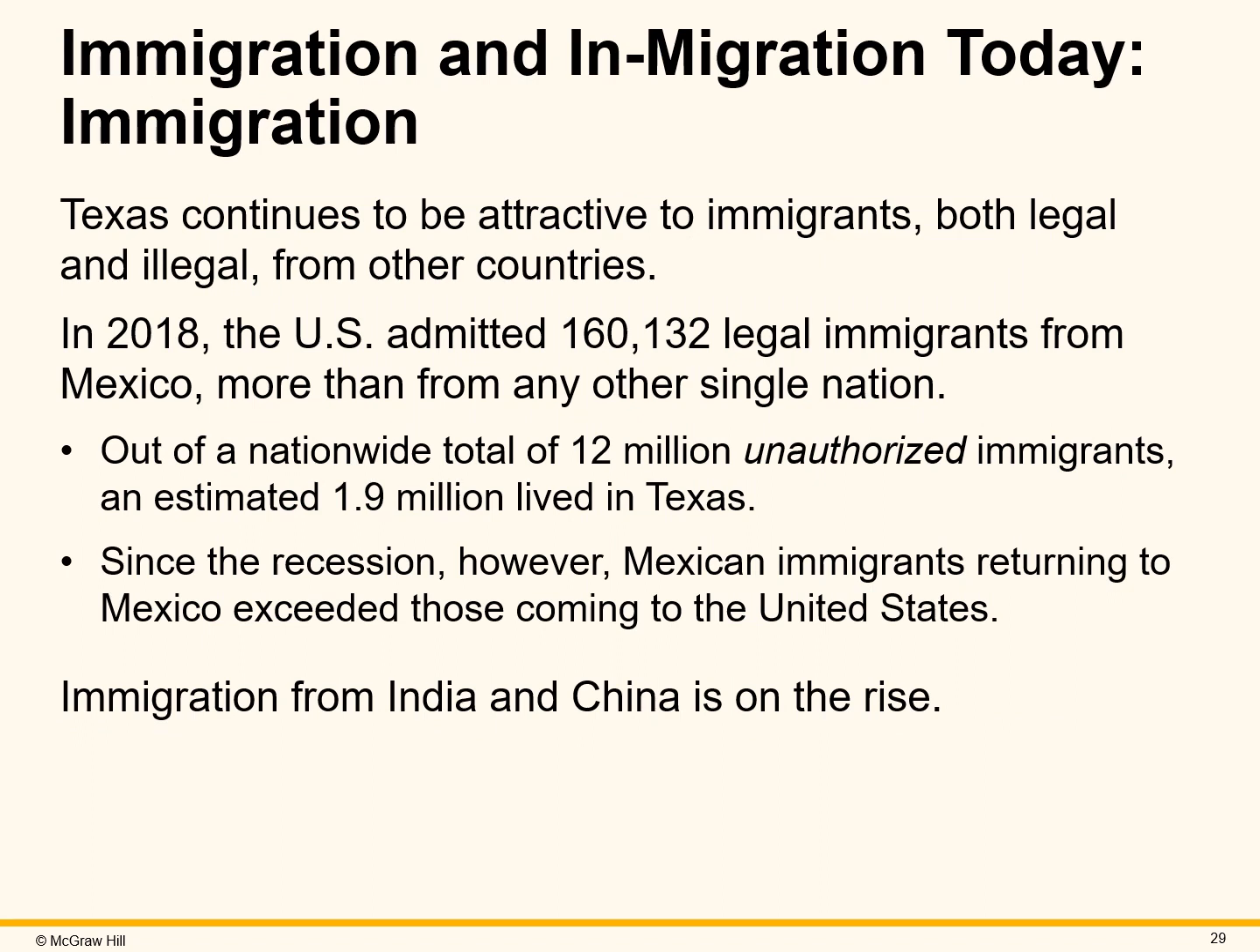Immigration and immigration today. Immigration. Texas continues to be attractive to immigrants, both legal and illegal, from other countries. In 2018, the U.S. admitted 160,000 plus legal immigrants from Mexico, more than any other single nation. Out of the nationwide total of 12 million unauthorized immigrants, an estimated 1.9 million live in Texas. Since the recession, however, Mexican immigrants returning to Mexico exceeded those coming into the United States. Immigration from India and China, however, are on the rise.